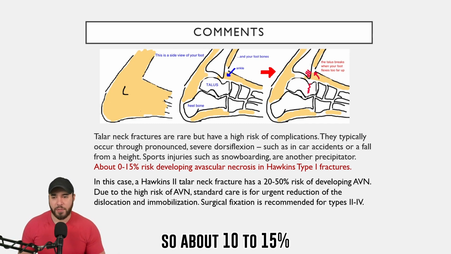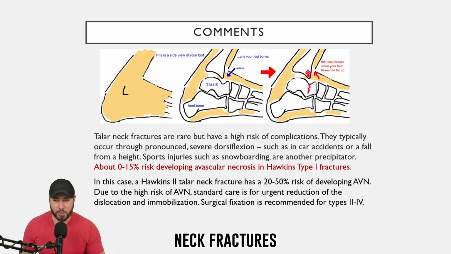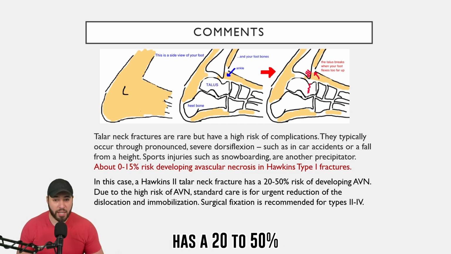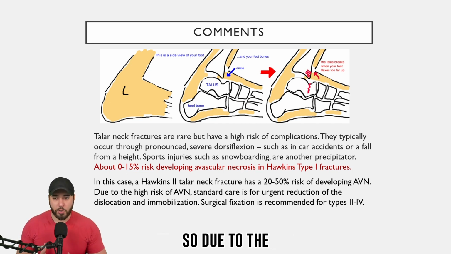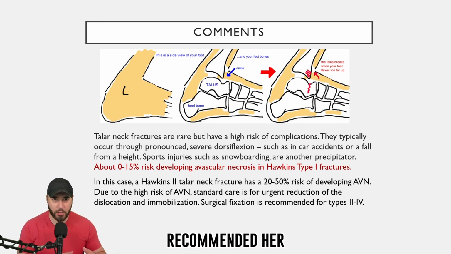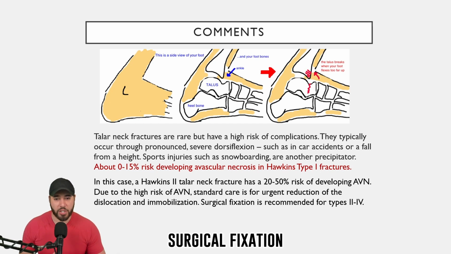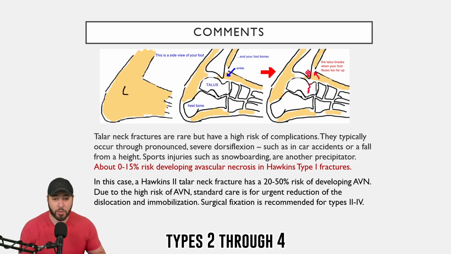About 10 to 15% of talar neck fractures risk developing avascular necrosis in Hawkins type 1 fractures. In this case, a Hawkins type 2 talar fracture has a 20 to 50% risk of developing avascular necrosis. That's why so many repeat x-rays were performed in this case. Due to the high risk of AVN, standard care is urgent reduction of the dislocation and immobilization. That's why they recommended she wear the splint or brace they gave her at the hospital and use the crutches. Surgical fixation is recommended for Hawkins types 2 through 4.